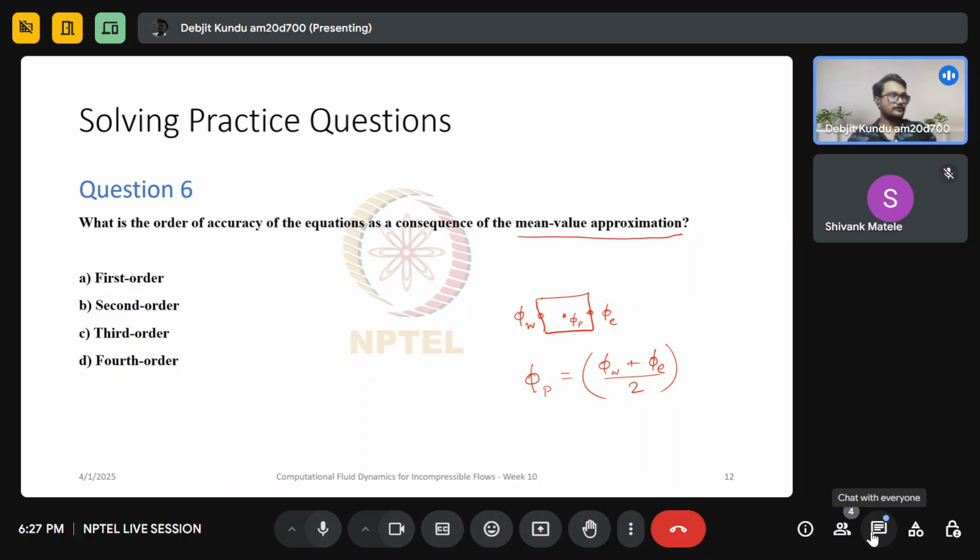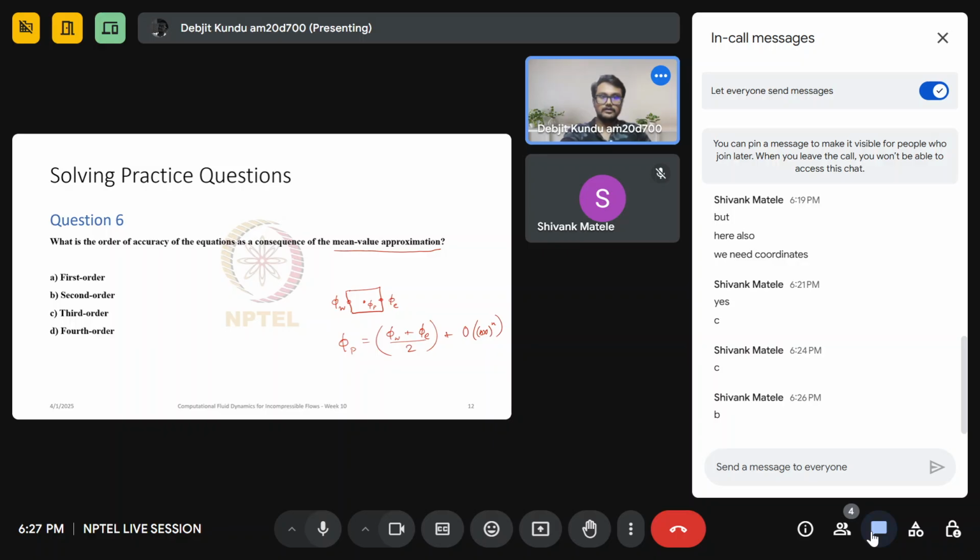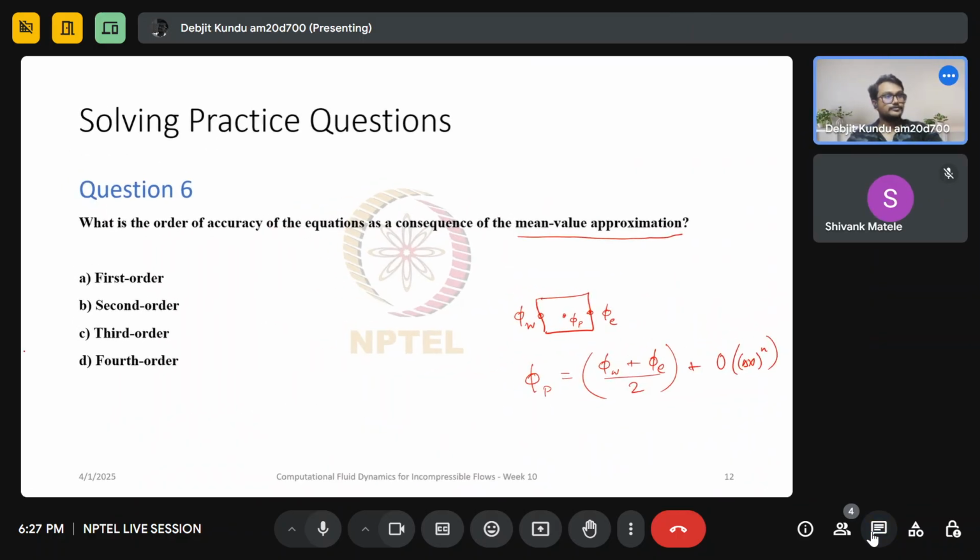So what is the order of accuracy as a result of this assumption? Is it option A, first order, option B, second order, option C, third order, or option D, fourth order? So basically this approximation is some order, n, accurate. So is that n equal to 1, 2, 3, or 4? Okay, we've got one response in favor of option B, second order.